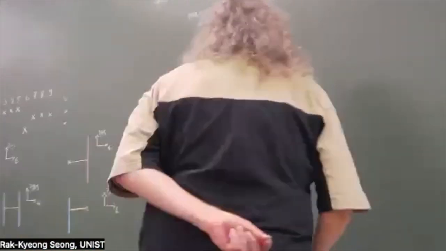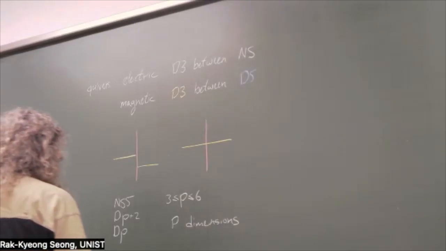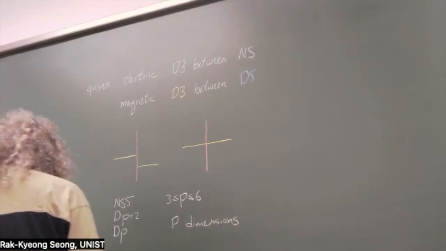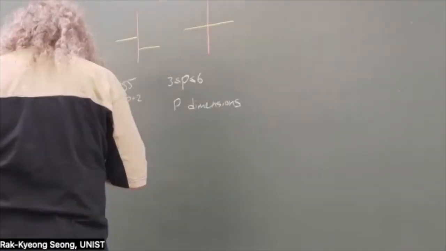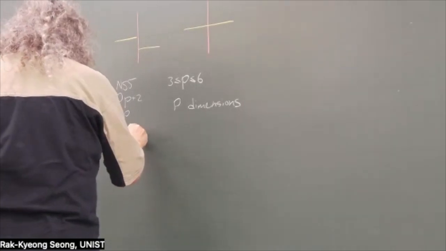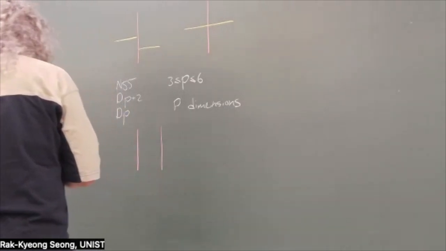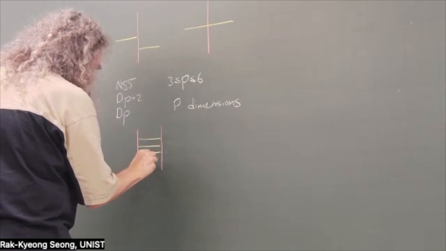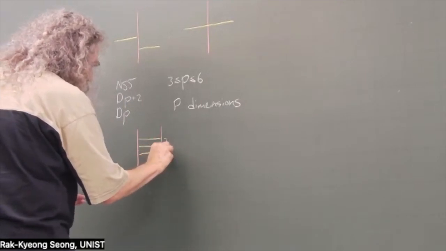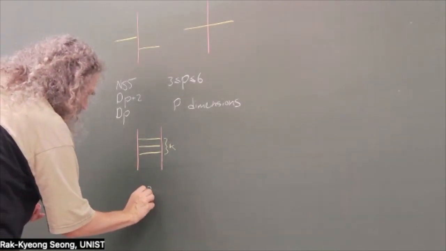Okay. So we need to read the quiver. We will give some rules. If I have 2 NS branes and a collection of 3-branes between them, and let's say that there are k of them, it will be a quiver that has node k.